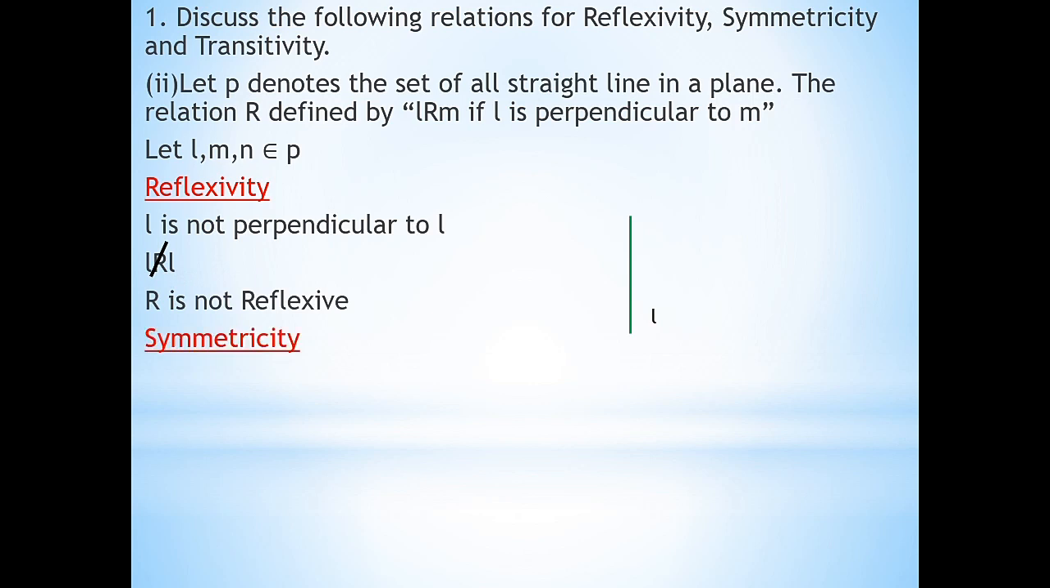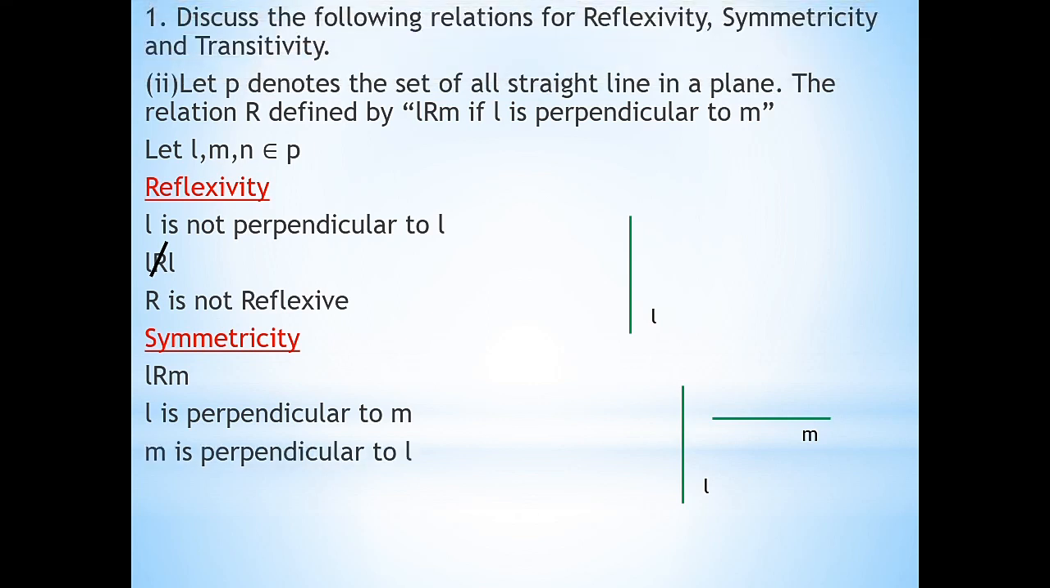Secondly, we have symmetricity. So for symmetricity, L is related to M. Okay, so I have taken two lines. Now the first condition we must take as given. So see, L is perpendicular to M. Okay, so line L is perpendicular to M. Now we have to go for the reverse, isn't it? Whether M is related to L or not.